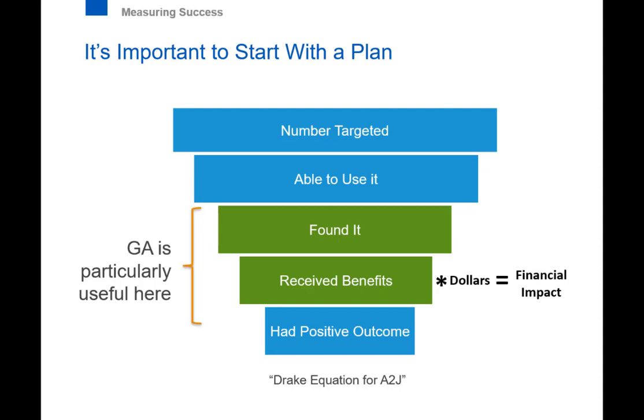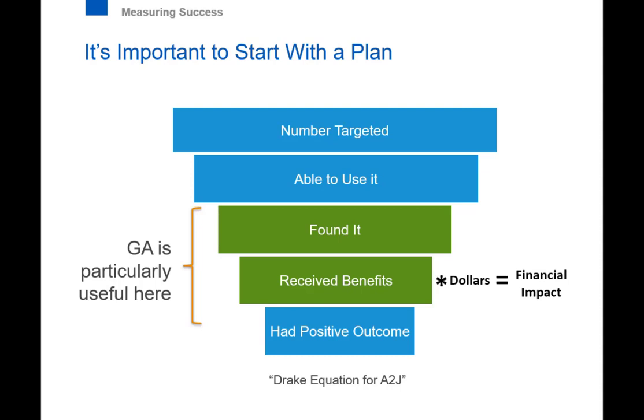What I'm showing here is something that a few of you may be familiar with. This is a model that I worked on in a different project called the Drake Equation for Access to Justice. There's a bunch of information behind this pyramid. It basically looks at ways that we could start to measure the impact of access to justice technologies, starting with thinking about how many people we are targeting with this technology, how many people are able to use it, and then how many people found it, and how many people actually received benefits from it.